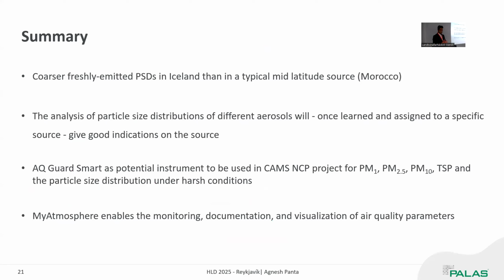So just a summary of my talk. We see that there were a couple of different points. The first one was, we clearly see that when we look at freshly emitted dust at two of the major source regions, high latitude and low latitude, the dust in Iceland, for example, is much coarser compared to the low latitude. And we also see that the particle size distribution of different aerosols, for example, volcanic or Saharan or normal ambient air, are completely different. And if we know the size distribution, then we can better assign it to a specific source.